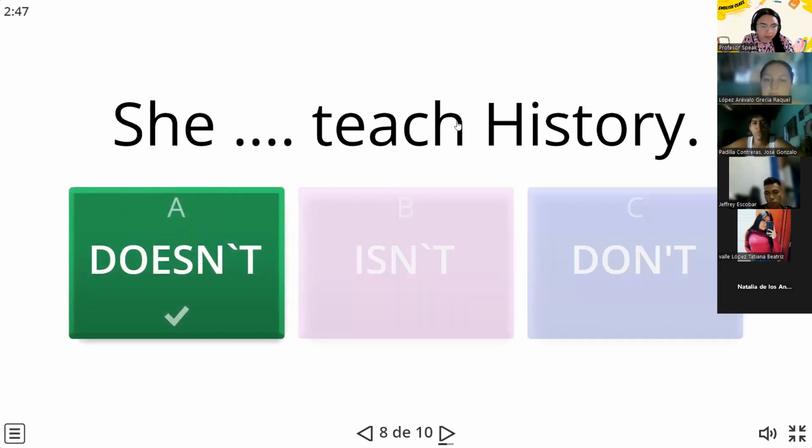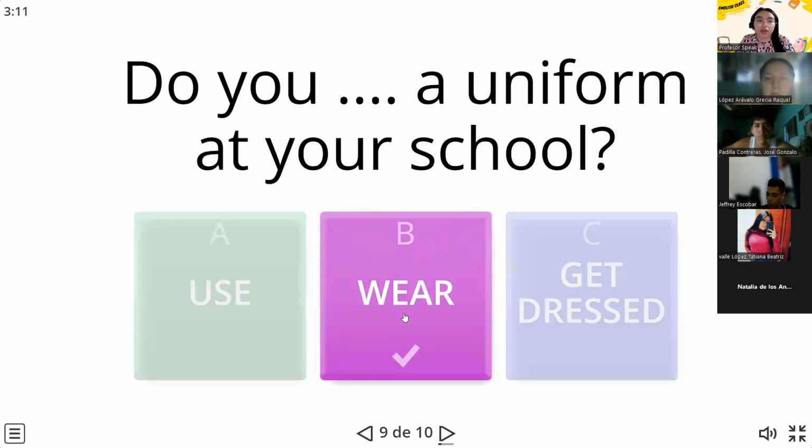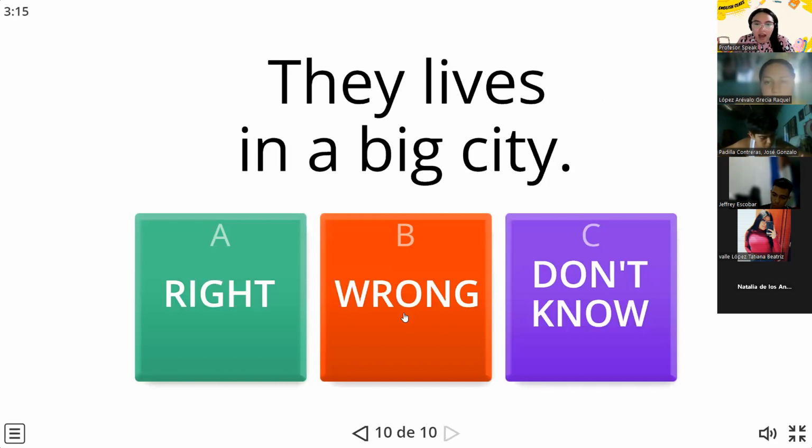Very good. Now we have, do you a uniform at your school? Letter A. In this case, I'm gonna correct you guys: when we talk about clothes, t-shirts, jeans, we use wear. For clothes, we only use wear. We don't use use.